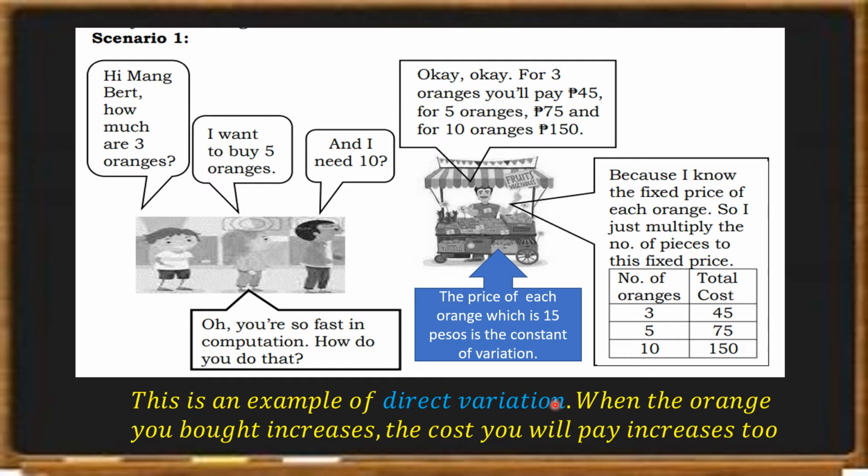It can also be both decreasing, going downward. In the example, 10, 5, 3 going down, so 150, 75, 45, if our setup is decreasing. So both can also be decreasing. So this scenario illustrates direct variation. Okay, next.